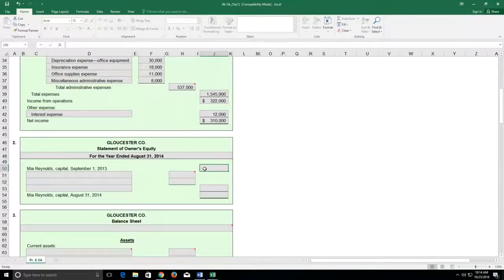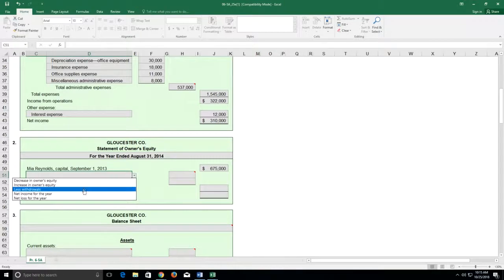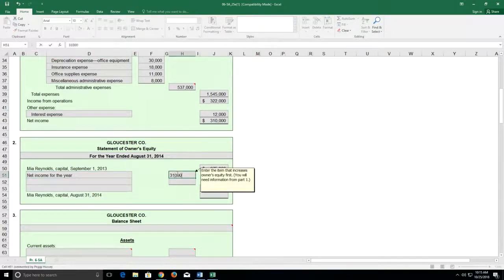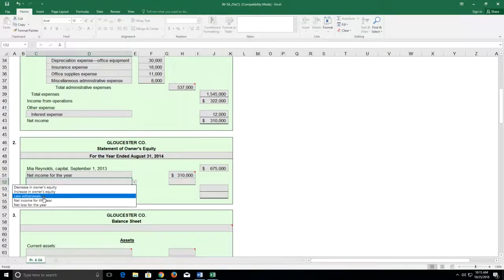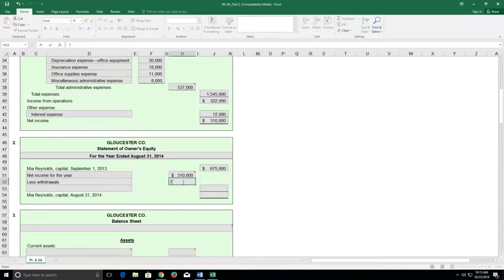Okay, Mia, here we go. All right, so good old Mia here. It says that she had beginning capital of $675,000. We're still going to make it work. Then we had net income from the income statement above of $310,000. And then we took some money out because we had to pay ourselves, see how good we pay ourselves, $75,000.